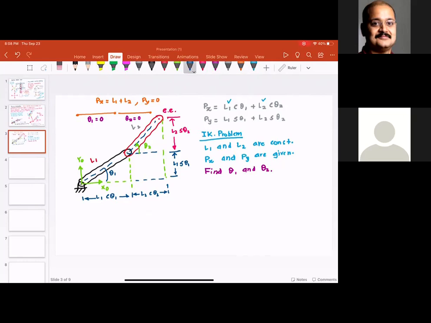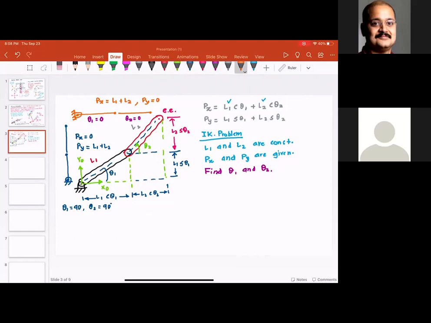Let me give you another case, and probably you guessed it. If my Px is 0, but my Py is equal to L1 plus L2, I can say my theta 1 is equal to 90 degrees and my theta 2 is equal to 90 degrees. Are you with me so far? So these are two extreme cases that are possible, for which the inverse kinematic solution is very simple.